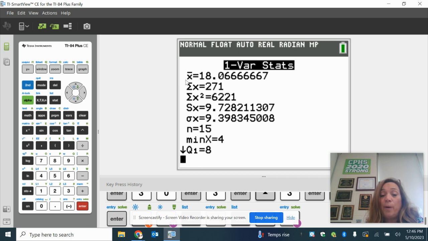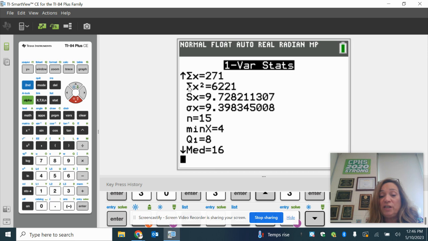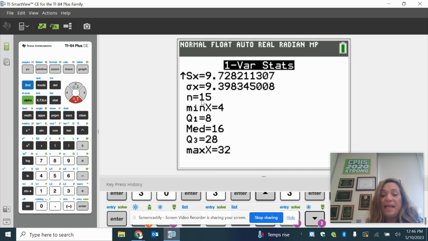So the x-bar is the mean. And then you have the summation of x squared, sample standard deviation, population standard deviation, and n is the number of data points that you entered. And then you have your 5-number summary. Your 5-number summary gives you the 5 things you need to make a box plot. It also will allow you to calculate the IQR and to calculate the range.